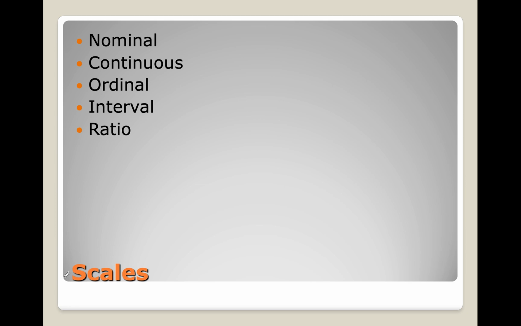I know it probably seems like we're bouncing around. I promise you it all ties together. These instruments, these scores, they're made up of different scales, and we have different types of scales. Again, vocabulary lesson. These are what different assessments are comprised of: nominal, continuous, ordinal, interval, and ratio.